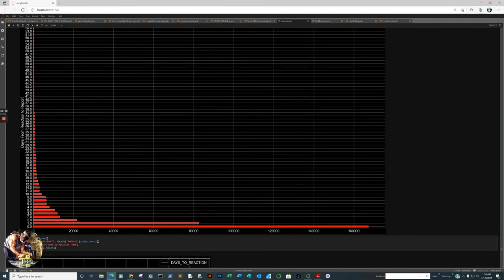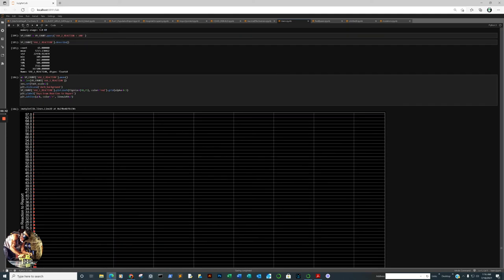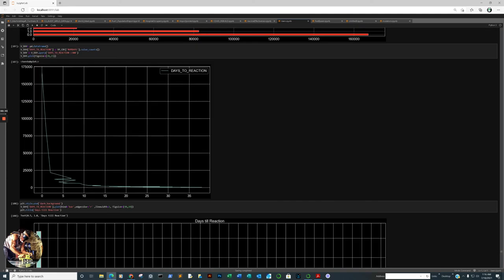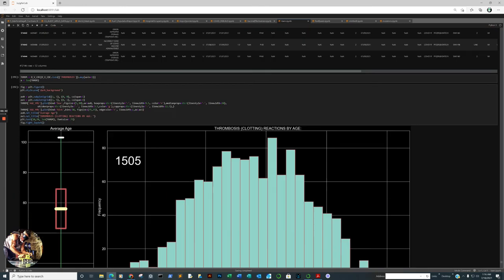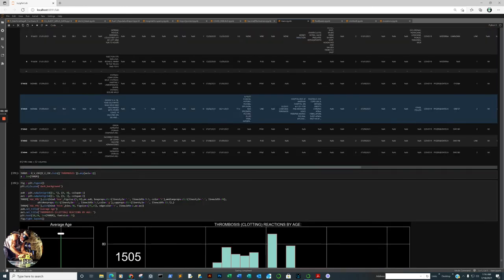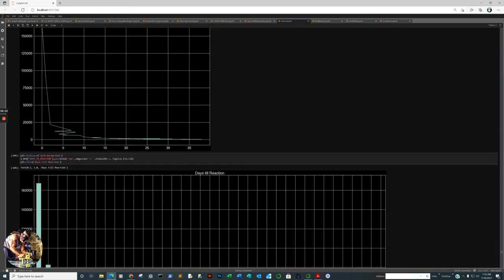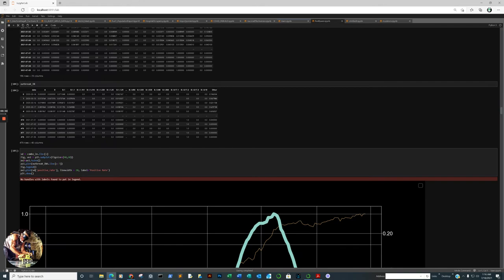This is the amount of days it takes from reaction to report. Obviously, zero is most, but you can see through there as far as quantity-wise. Days till reaction, and so on and so forth. And then the thrombosis we already looked at. Let's continue moving forward. All right, let's go to Red Queen.